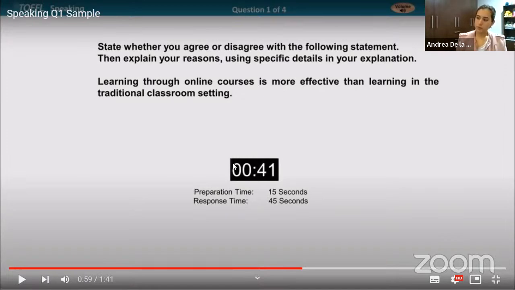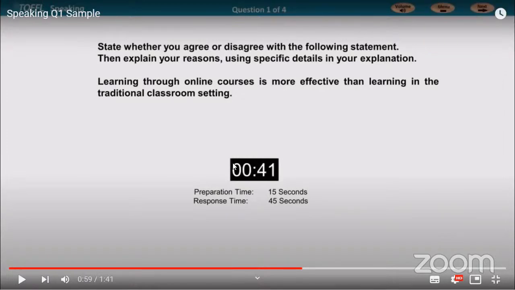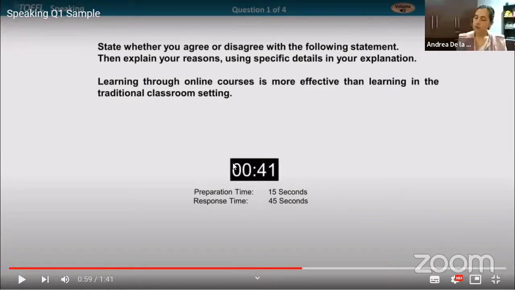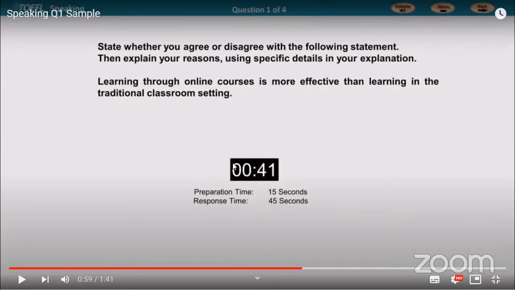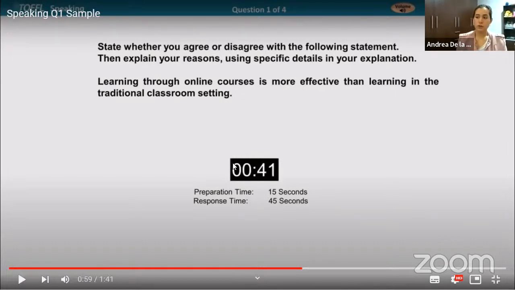No questions? So, what could be a good structure to speak in this section? Question. We'll get there in a few seconds. We'll get there.